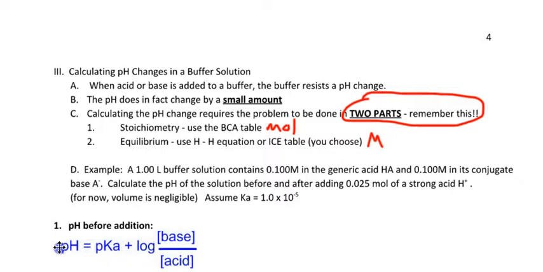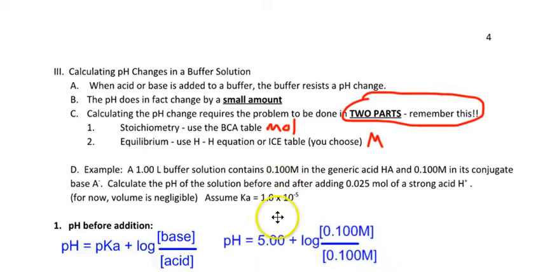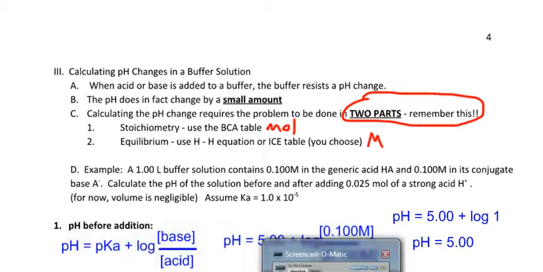There's my formula. As always, write down your formula. And now we need to know what pKa is. Well, I made it easy for you. What's the pKa of 1 times 10 to the negative 5? It's a 5. So here's your pKa right here. And notice we have these equal amounts, so the ratios are the same. What's 0.1 divided by 0.1? 1. So it's a log of 1, which is 0, and there we go. So the pH before we do anything is going to be 5.